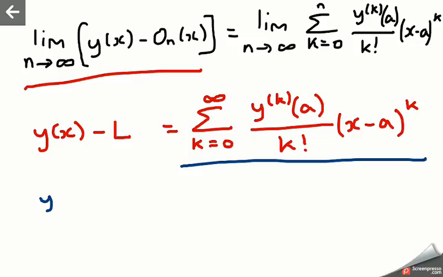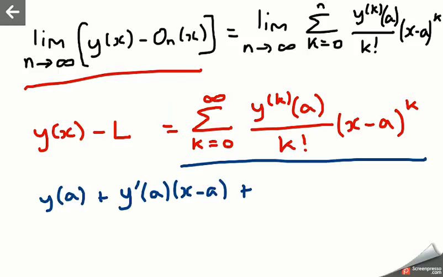So that's just y at the point A divided by 0 factorial, and 0 factorial is 1, and then times x minus a to the power of 0, and anything to the power of 0 is 1, so we just get y of a. And then you put in k equals 1, and you get y differentiated 1 time at the point A, divided by 1 factorial, again 1 factorial is still 1, and then times x minus a to the power of 1. So just times x minus a.